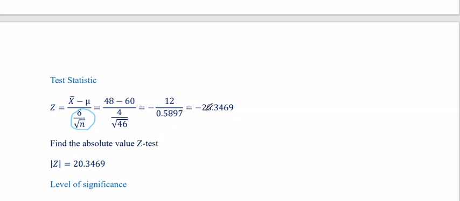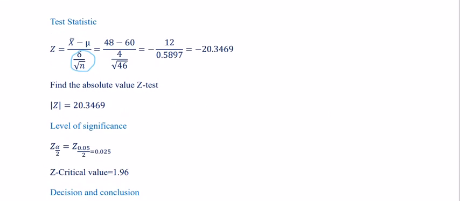But if this value gives us a positive value, there's no need of finding the absolute value. So we find the absolute value just to remove the negative in front of this 20.3469. Now, this is the absolute value of the z-test, 20.3469. Then we are going to determine the level of significance.